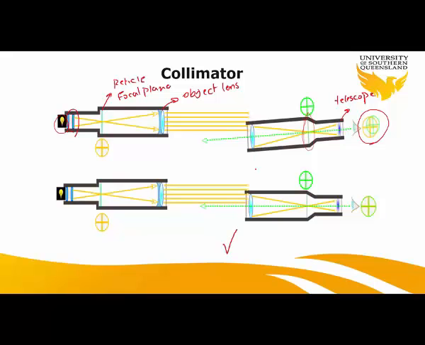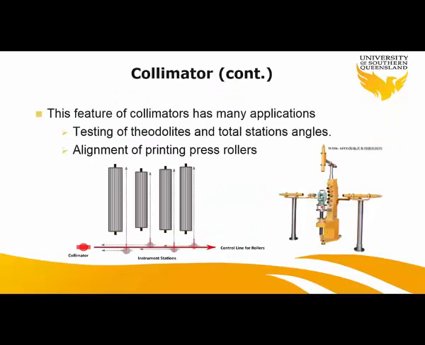So basically the lateral movement doesn't matter, or it's not really affecting the result as the lights are parallel, so it doesn't matter when it comes to the object lens. But if you have any tilt, it's causing the two reticle or crosshair to not quite match each other. So then from the difference of them you can find out how much tilt or deviation you have from line of sight. This feature of collimator has many applications.